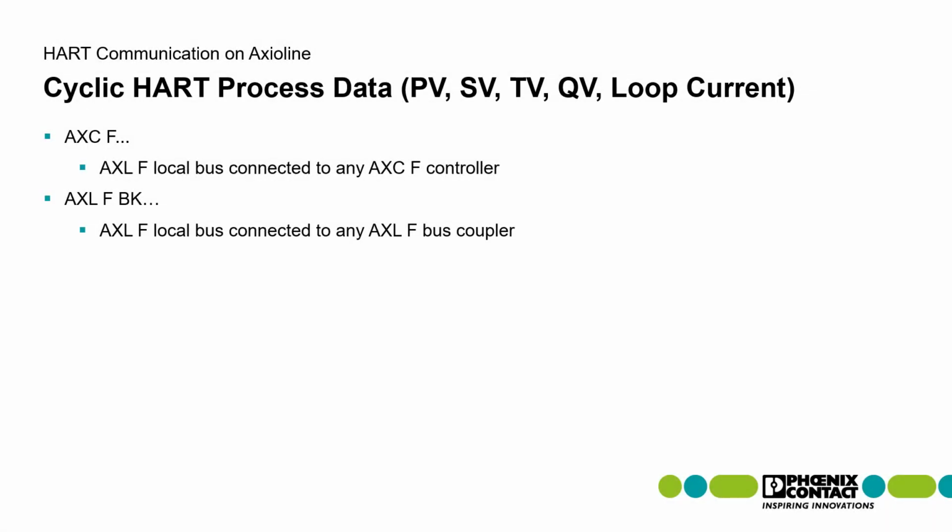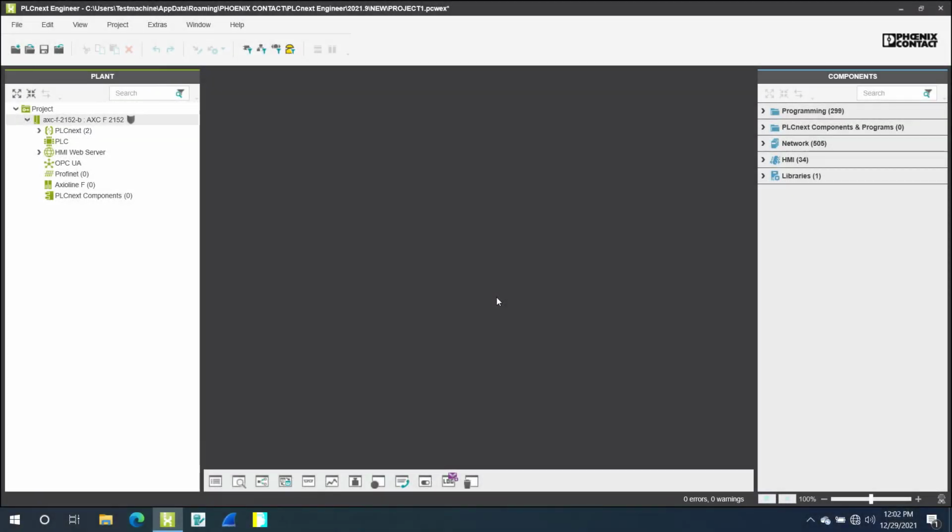All right, so last Axial Line module that we have with HART, we're going to look at the Axial Line P bus couplers and how to get the HART process data, PV, SV, TV, QV, and loop current into your controller when you're using Axial Line P. All right, so here we are back in PLC Next Engineer, and what we're going to do now is look at the HART cyclic process data using Axial Line P.